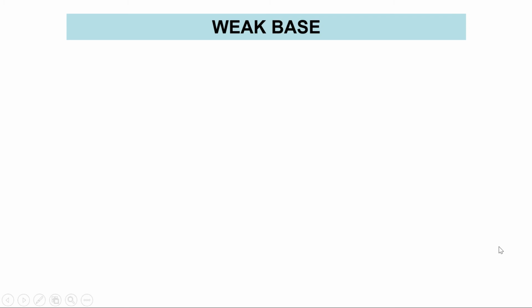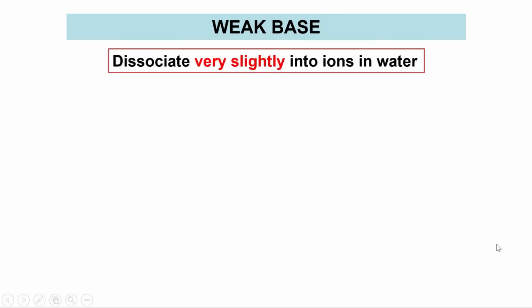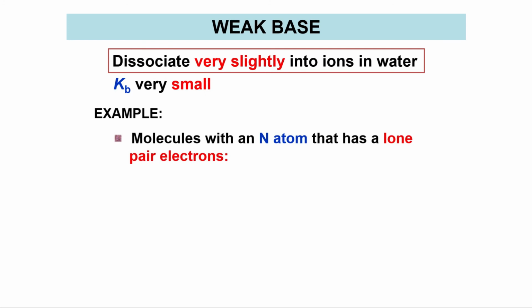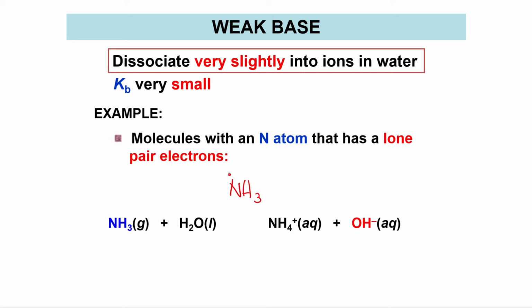Next, weak base. A weak base dissociates very slightly into ions in water. Therefore, the base dissociation constant, or Kb, is very small. For example, a molecule with a nitrogen atom that has a lone pair of electrons, for example, ammonia. So it has a lone pair here. How do we write the dissociation equation for ammonia?